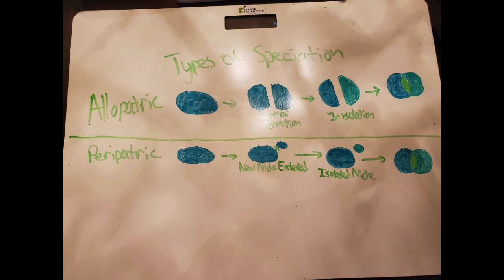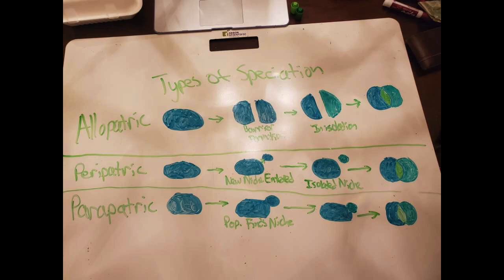The second type of speciation is parapatric. Starting the same way with one main population, there is another nearby population with a different niche than the main population, which remains isolated. However, and eventually, these species might meet back together and possibly mate. The third type of speciation is parapatric.